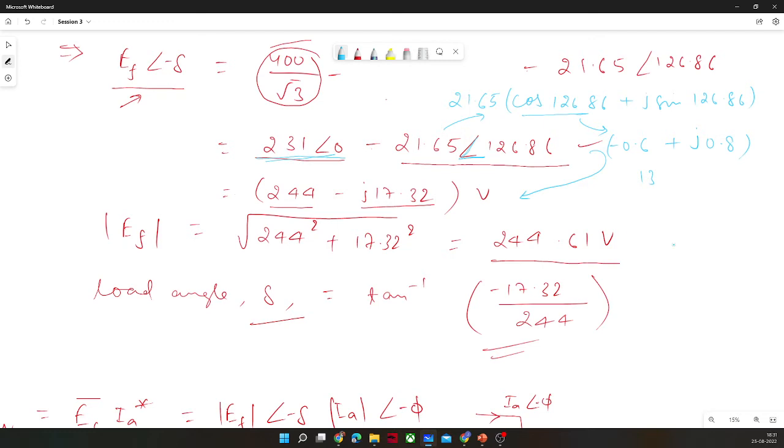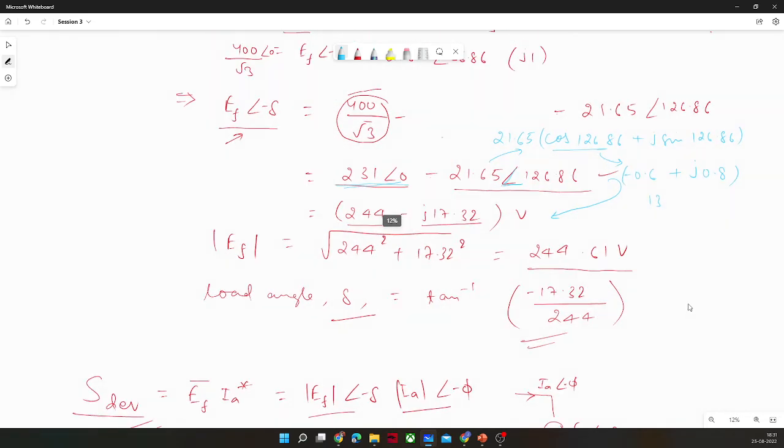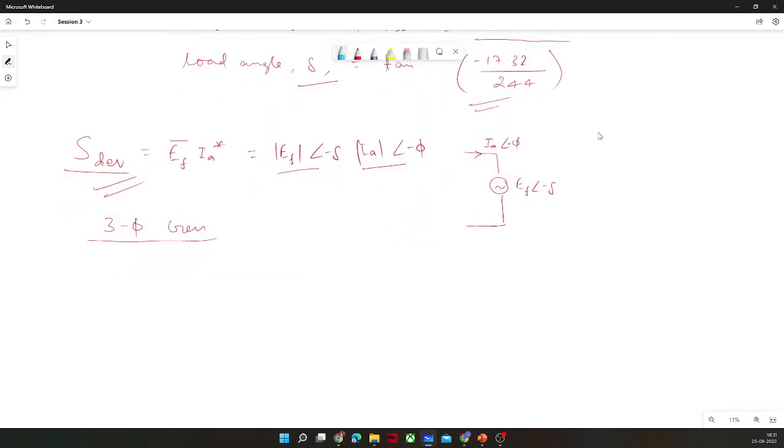So I hope I am able to explain it to you. If you have any doubt, you can ask me again. So this was the thing here. I was talking about the three-phase generator, and in a generator, we give some mechanical power. Input is mechanical and output is electrical.